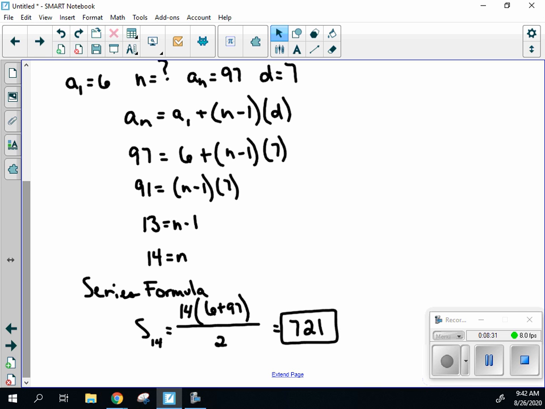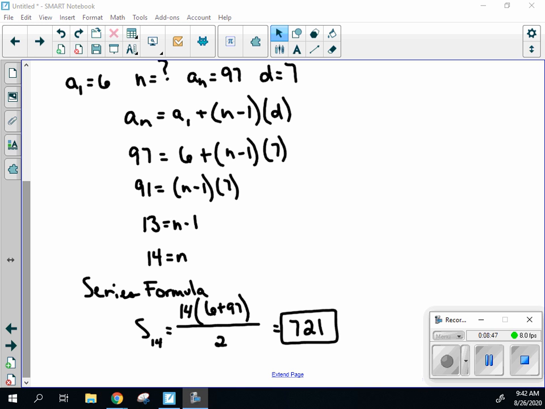So sometimes you have to use the explicit formula in order to figure out the series formula, or vice versa. You're just going to have to intermix between those, and you're just looking for the pattern and how to get to the end result of your pattern.